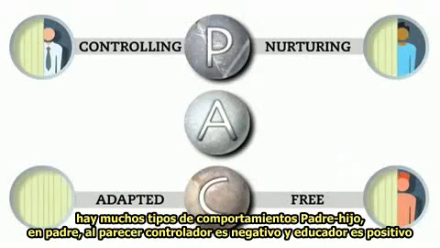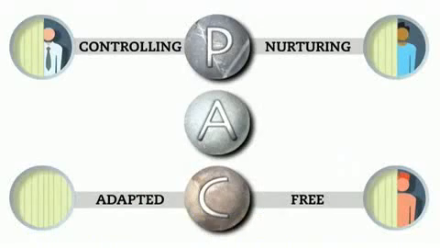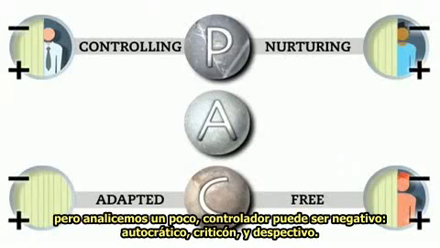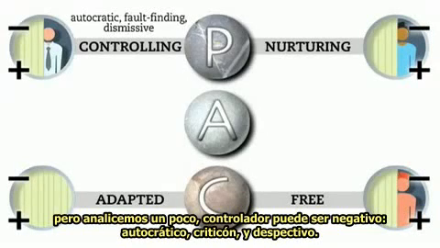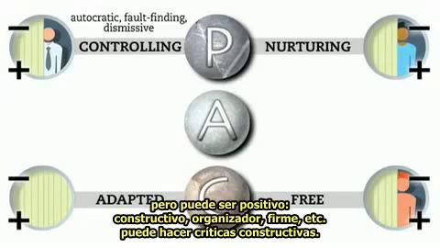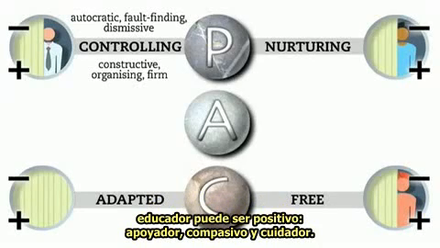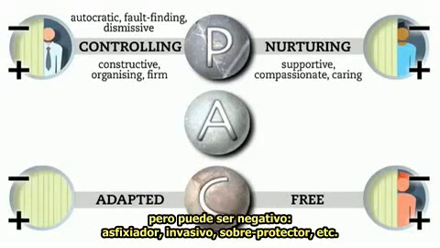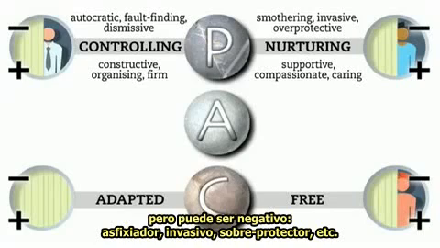Taking the parent state, on initial viewing it might seem controlling is negative and nurturing is positive. But let's look closer. Controlling can cover some very negative traits, like bossy, autocratic, fault-finding and dismissive. But it can also lead to positive experiences, where structure and direction is needed. Criticism can be given in constructive, considerate ways. Nurturing might seem positive when it's expressed in support, compassion and care, but it can also be smothering, stifling and overprotective, and end up feeling more critical than nurturing.